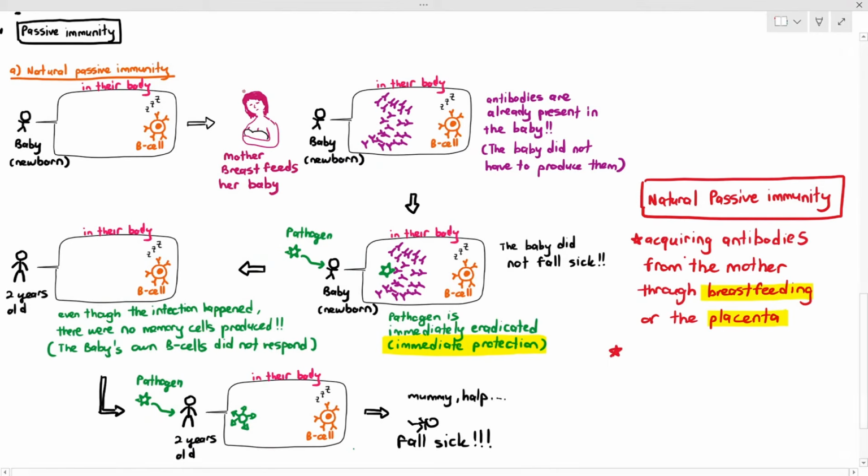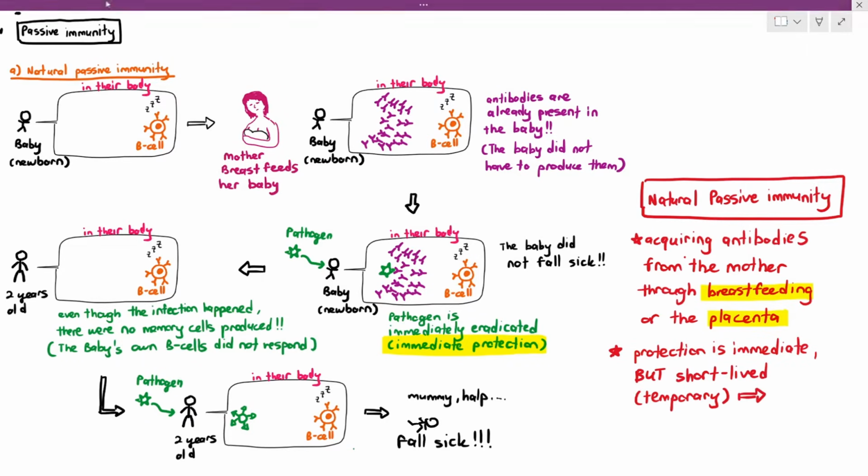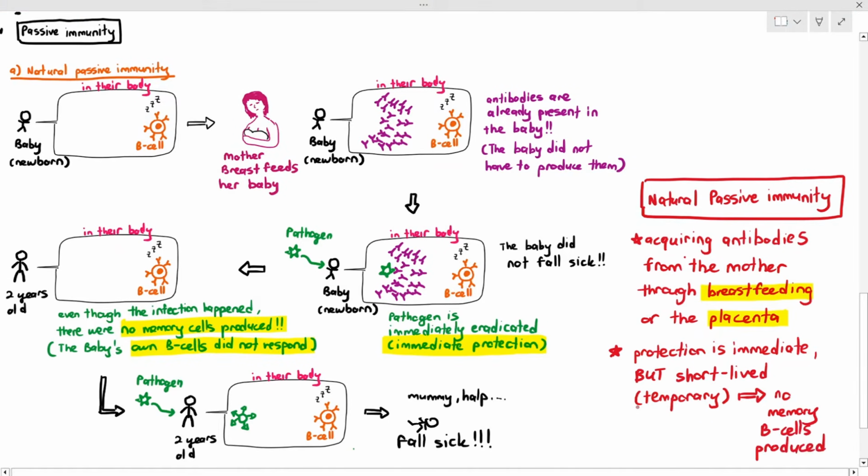That's it. But the problem with natural passive immunity is the protection is immediate. That is good, but the problem is it is short-lived. So it only protects the person as long as the antibodies are constantly provided. But the moment the antibodies stop being provided, there will be no memory cells at all, right? So the person will actually fall sick in the future. So this is called a short-term or short-lived protection.